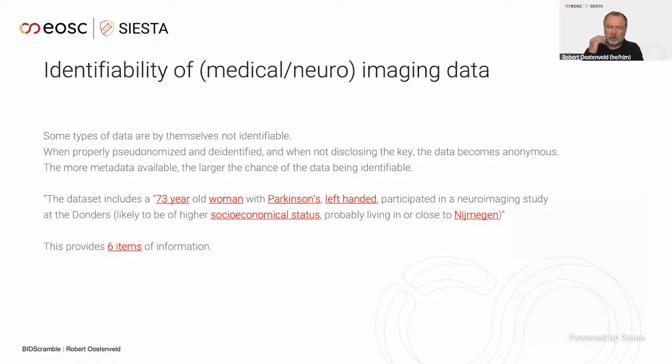Again, going to this Parkinson dataset that I just showed, say the dataset includes a 73-year-old woman with Parkinson's disease, left-handed, who participated in a neuroimaging study at the Donders, which is implicit knowledge by the participant being part of this dataset. That also discloses that the participant was likely to be of higher socioeconomic status, which happens to be the bias in the sample that we're collecting from. We are better able to reach those participants, and probably it's someone who's living in or close to Nijmegen. So even though we're only disclosing 4 items explicitly, there are also some implicit items being disclosed, and as such this example provides 6 items of information with which the risk of this participant being identified increases.